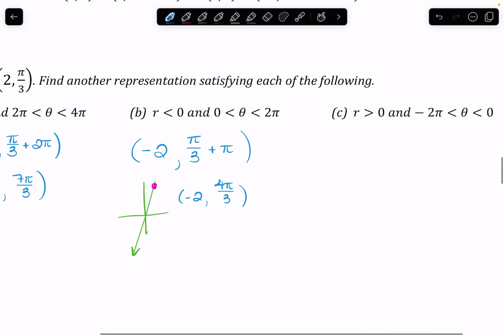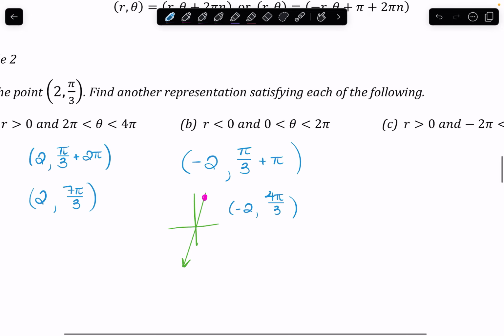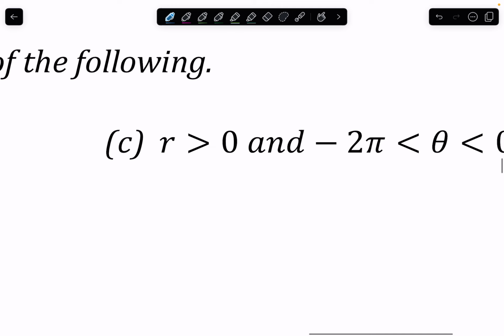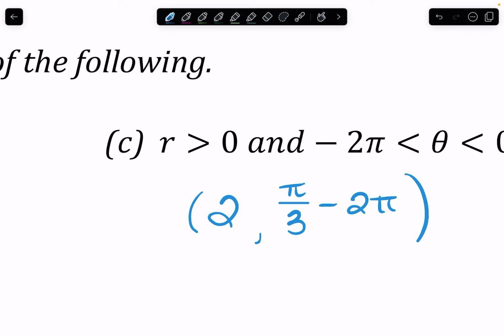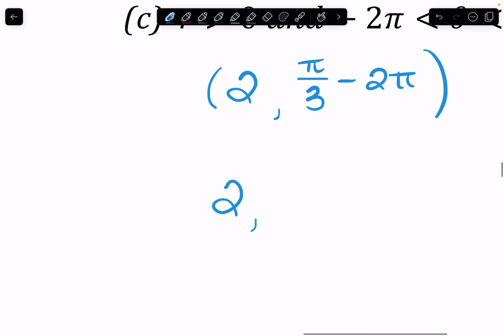Then our last one, r greater than 0, so we're holding our radius the same at 2. This time I want a negatively rotated angle, so we're going to take our given angle of pi thirds, and when we want a negatively rotated angle, we're going to subtract 2 pi. So we've got 2 comma negative 5 pi thirds.